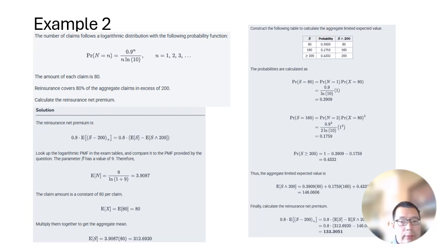We can see this example is actually pretty similar to the previous one. You just have to write it out, construct the table, and calculate the probability for those small amounts. Then the rest of the probability will be easier by using 1 minus the probability you calculated. Then the rest is just using the formula to calculate the expected value of (S minus d)+.